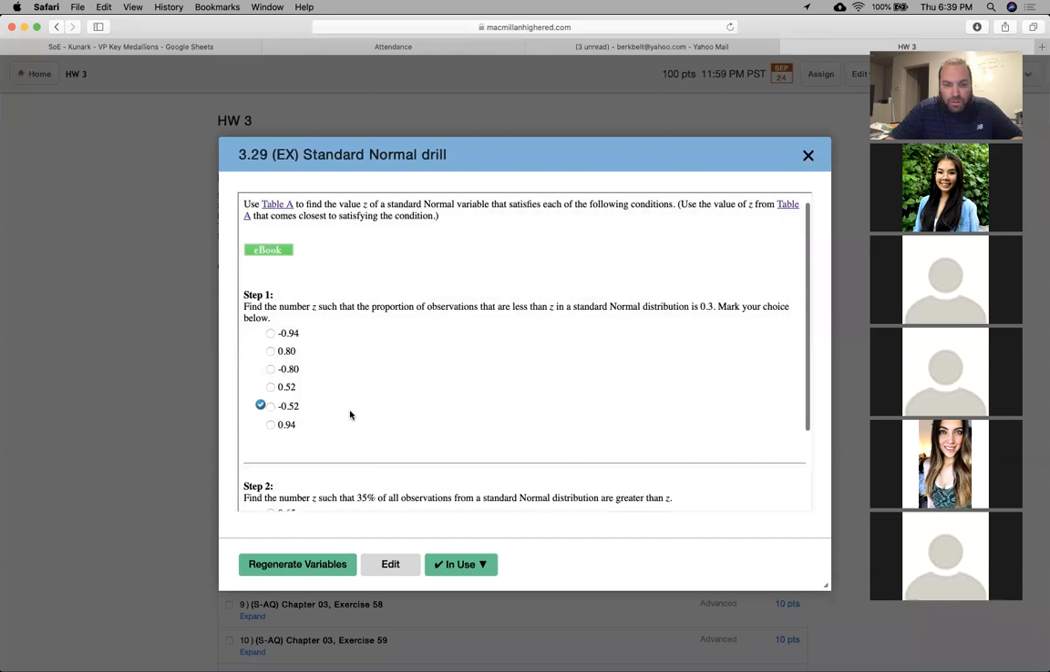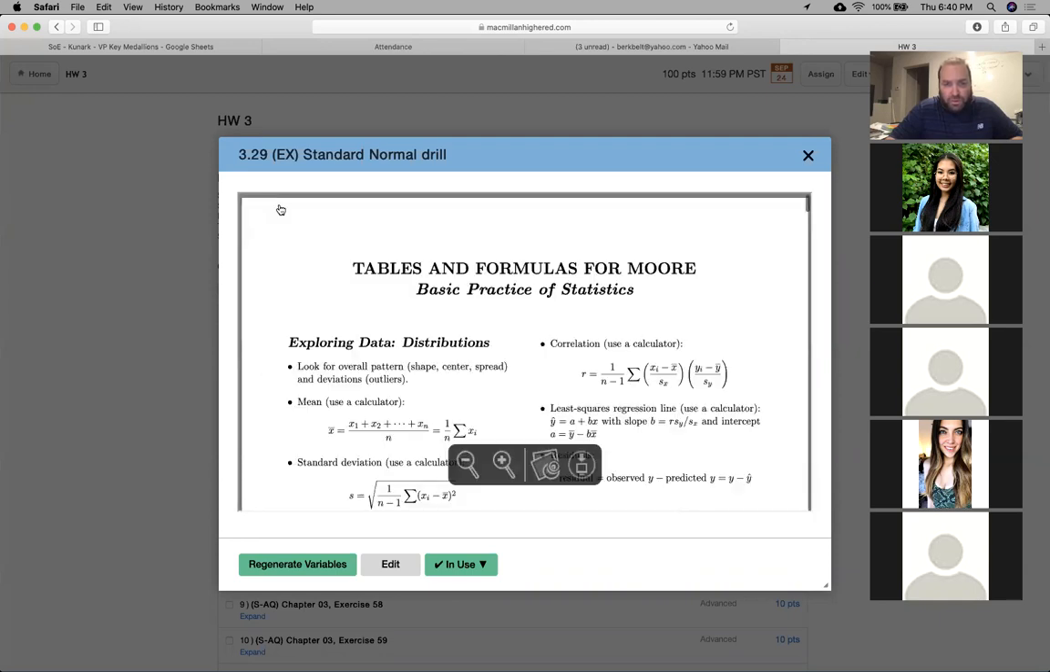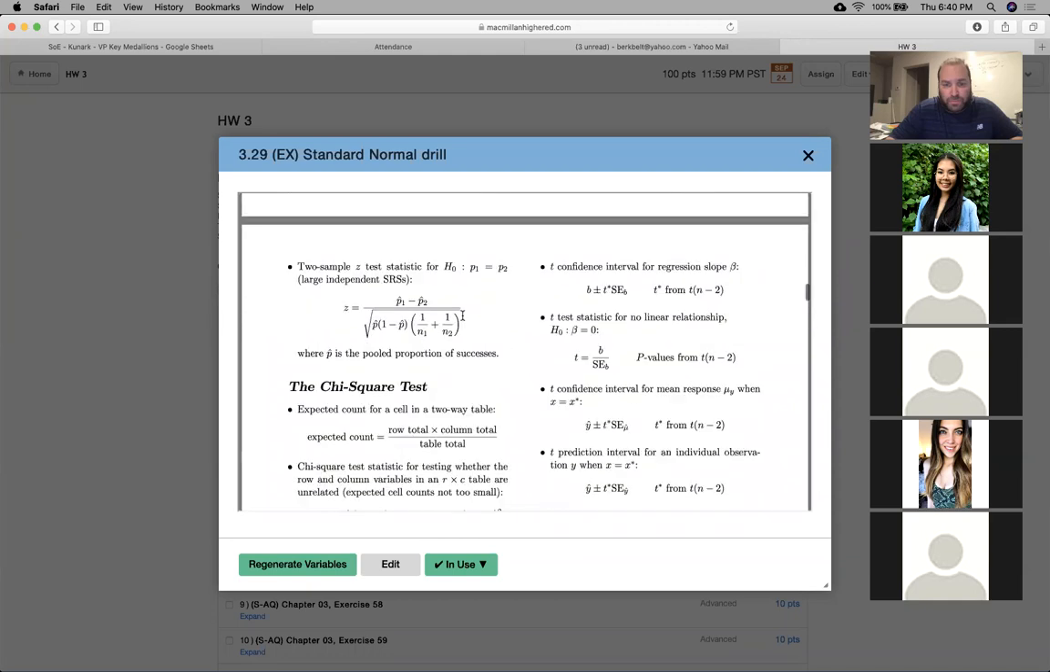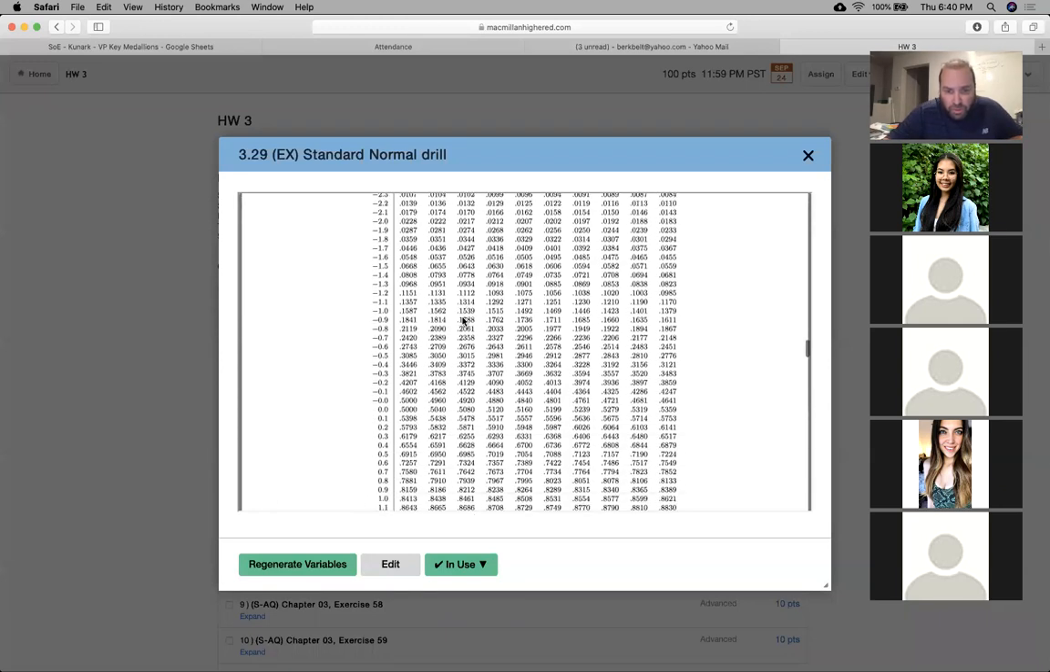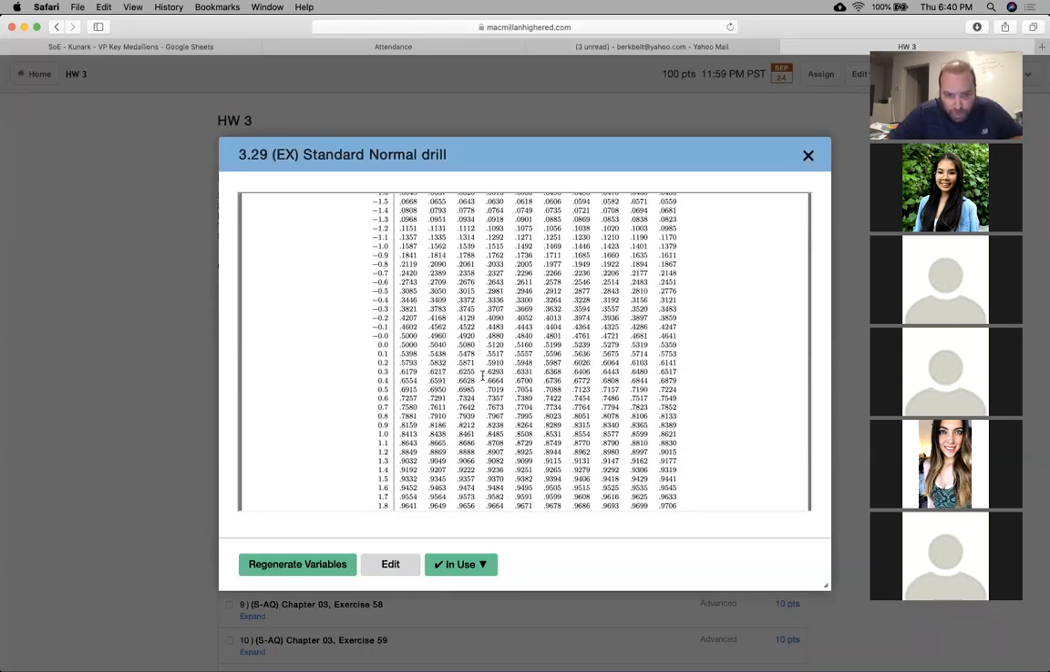Find the number Z such that 35% of observations are greater than Z. Well, if 35% are greater than Z, then what percent is less than Z? Sixty-five percent, right? So I look for 0.65 in my table, which is between those two numbers. You see what I'm saying? Between these two numbers? So it'll be about 0.3. Let's scroll down. So it's between 0.38 and 0.39.